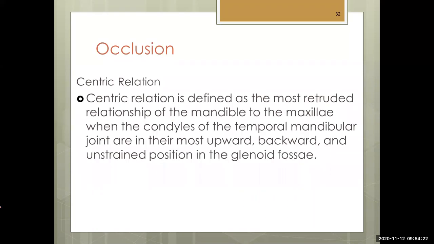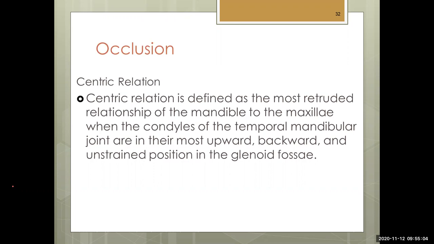So centric relation is defined as the most retruded position of the mandible to the maxilla when the condyles of the temporomandibular joint are in the most upward and backward and unrestrained position in the glenoid fossa. If you've ever worked for a dentist trying to establish occlusion, the dentist has their thumb and forefinger on the patient's jaw and they're wiggling and pushing and the patient's going, what are you doing? They're trying to get this centric relation, the most retruded relationship of the jaws.